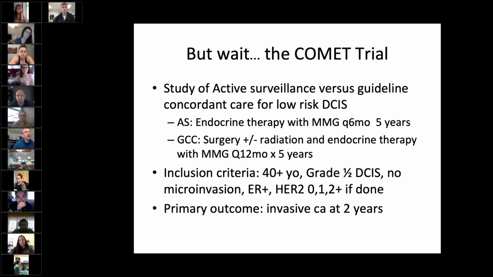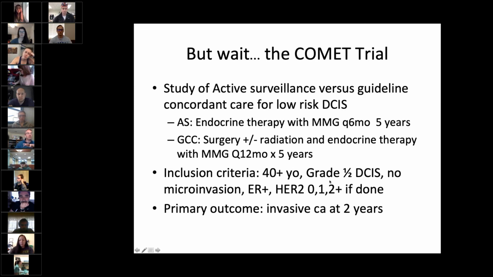So this trial is looking at active surveillance versus what they call guideline concordant care. Essentially, that means lumpectomy and radiation and tamoxifen versus tamoxifen alone with every-6-month imaging. So active surveillance is endocrine therapy with mammogram every 6 months for 5 years. The other arm, the standard of care arm, is surgery plus radiation and endocrine therapy with every 12-month mammogram for 5 years.